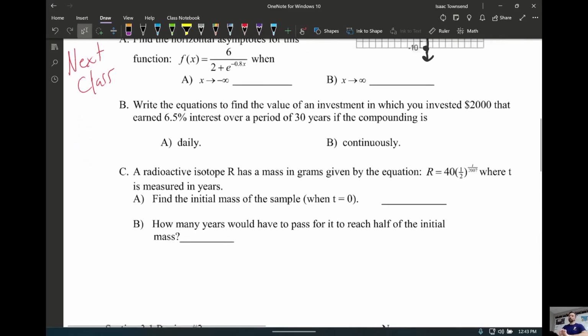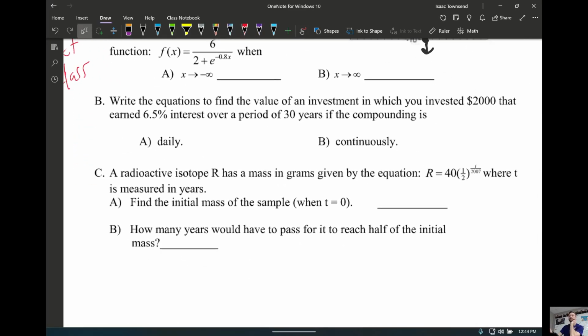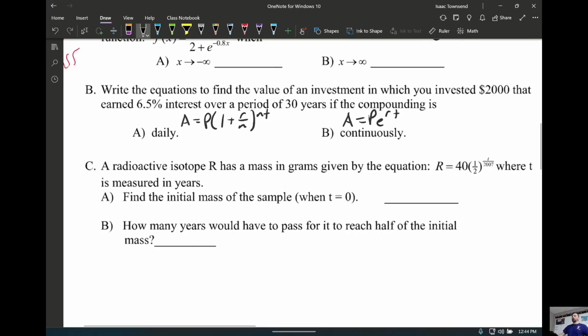And then finally, our 2 application questions, compound interest and half-life. So for the compound interest, you will have to know that PERT is the one if it's compounded continuously, and if it's compounded some other time, it's this one that some students call the print formula. Our quiz and I think our test is no calculator, so all we would be able to do is ask you to plug the numbers in.